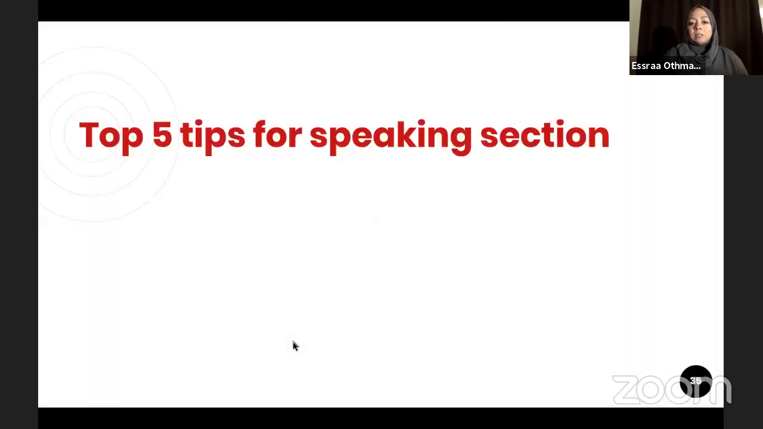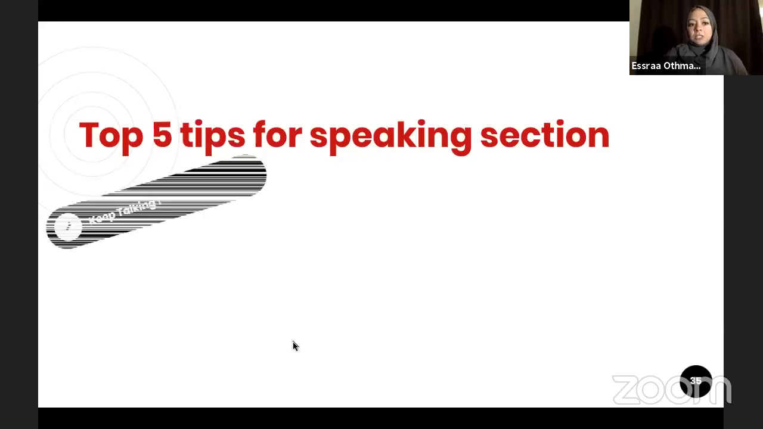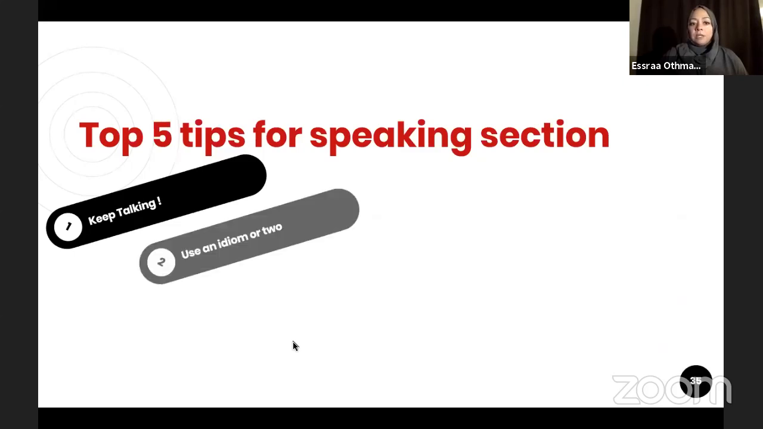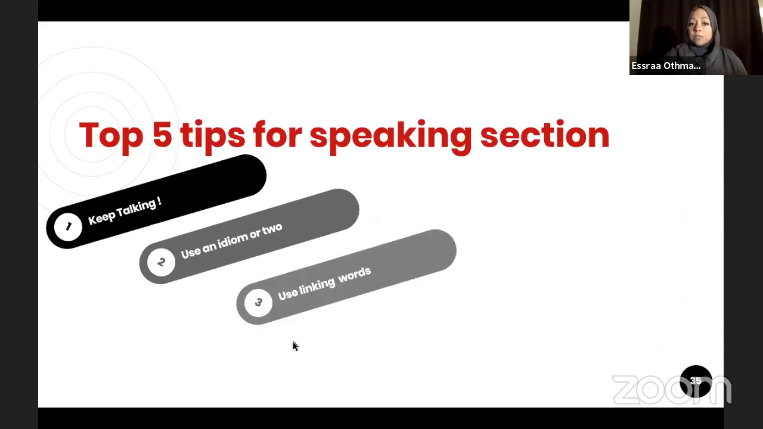When it comes to the tips for the speaking section, it's very important that you keep talking. Try to minimize the pauses and the filler sounds, because these actually lower your score. Another thing is to try to use an idiom or two, but not too much. Okay, use linking words as much as possible.